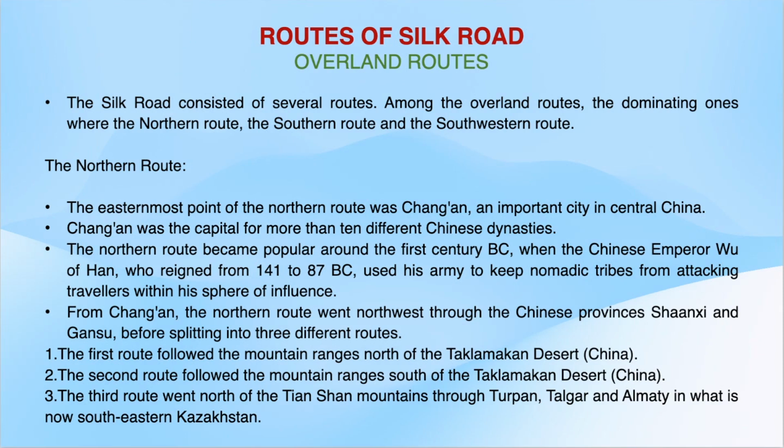From Chang'an, the northern route went northwest through the Chinese provinces Shaanxi and Gansu before splitting into three different routes. So, what are these three different routes? The first route followed the mountain ranges north of the Taklamakan Desert, which is currently in China. The second route followed the mountain ranges south of the Taklamakan Desert, and the third route went north of the Tian Shan Mountains through Turpan, Talgar, and Almaty in what is now southeast Kazakhstan.